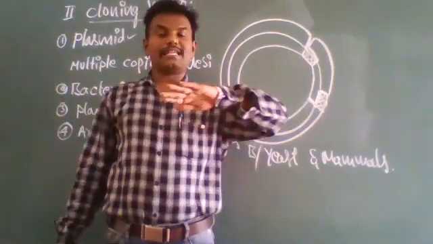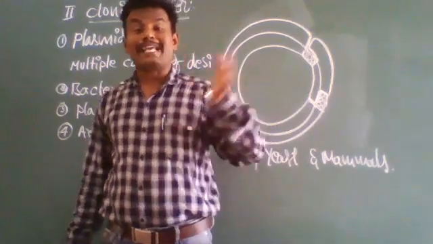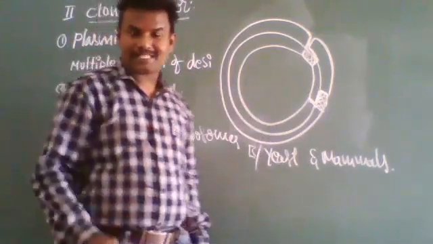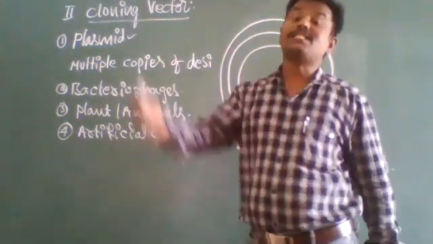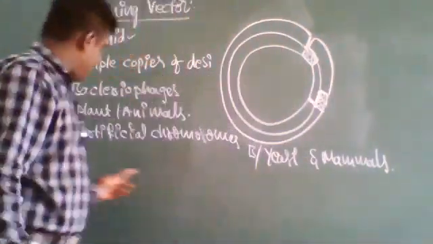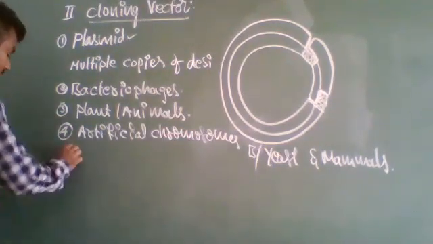They are exactly related to chromosomes. Artificially they will be synthesized and used as vectors. You may be surprised, but some of the vectors are artificially synthesized by scientists in the laboratories. That's why artificial chromosomes of bacteria, yeast and mammals.